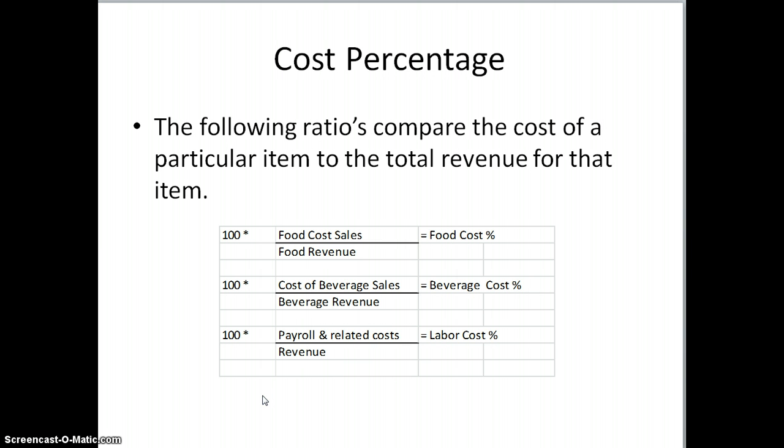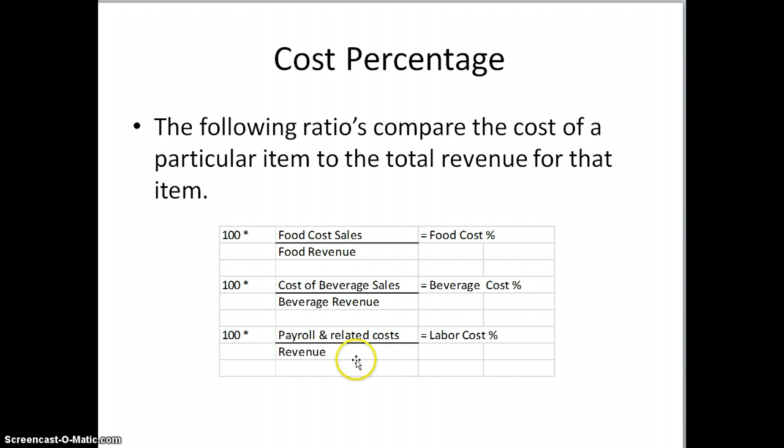We have some cost percentages here, and these ratios compare the cost of a particular item to the total revenue for that item. So we have 3 different examples. We have food sales, beverage sales, and payroll. They're going to take the total food cost and compare it to the food revenue and get the food cost percentage. The higher your cost, the lower the money you're going to make and be able to keep in your pocket. So you want to keep these food costs and beverage costs down as low as you possibly can so that you can make money.